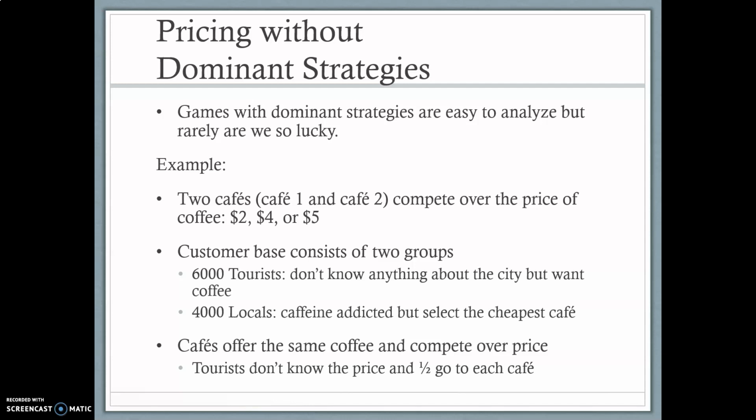So in this case, what will be the payoff matrix, right? Cafes offer the same coffee and compete over price. Tourists don't know the price and half go to each cafe. So this is a condition which is given, right? The cafes offer the same coffee, they're competing over the price, and the tourists don't have any information. So it is said that half of them go to Cafe 1 and half go to Cafe 2. That means around 3,000 tourists go to Cafe 1 and 3,000 tourists go to Cafe 2.